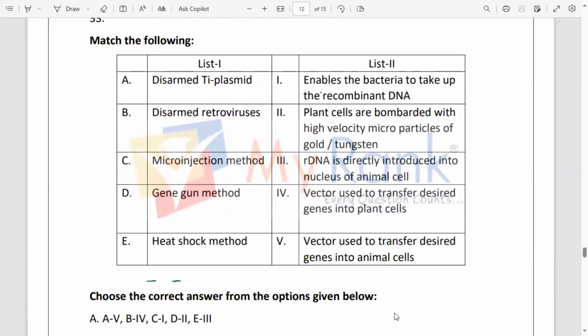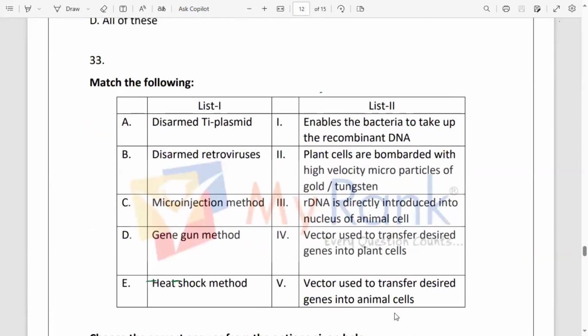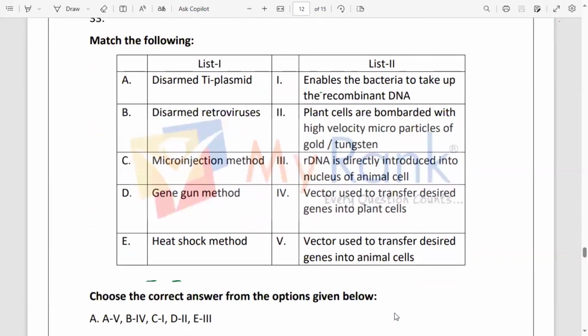Now going further, match the following question. The 33rd one. So now we have to match this with respect to list 2. Here, disarmed Ti plasmid is a vector used to transfer desired genes into plant cells. So A will go with 4.